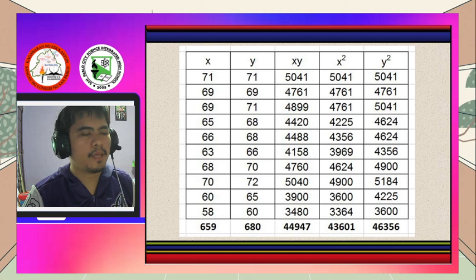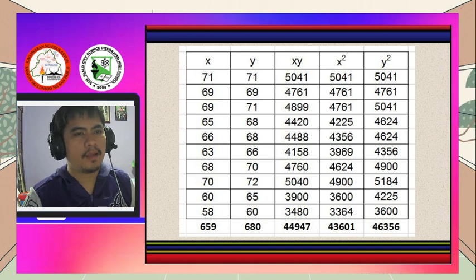Next is to make a table of values. So we have values for x, values for y, values for xy, values for x squared, and values for y squared. Then get the sum of each column. So summation of x, we have 659. Summation of y, 680. Summation of xy, 44,947. Summation of x squared, 43,601. Summation of y squared, 46,356.